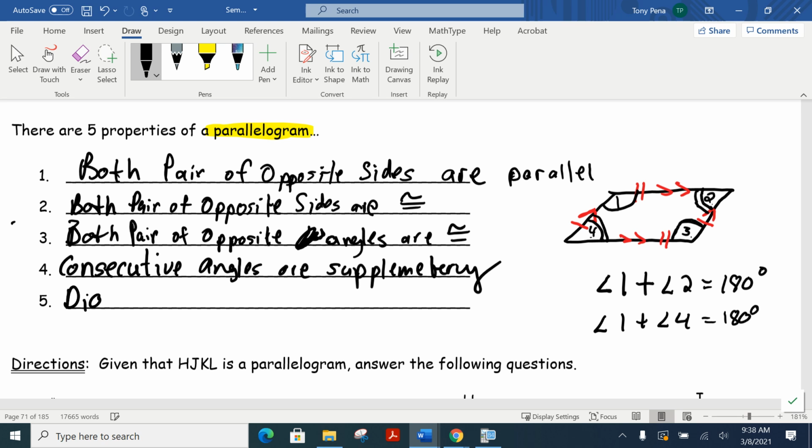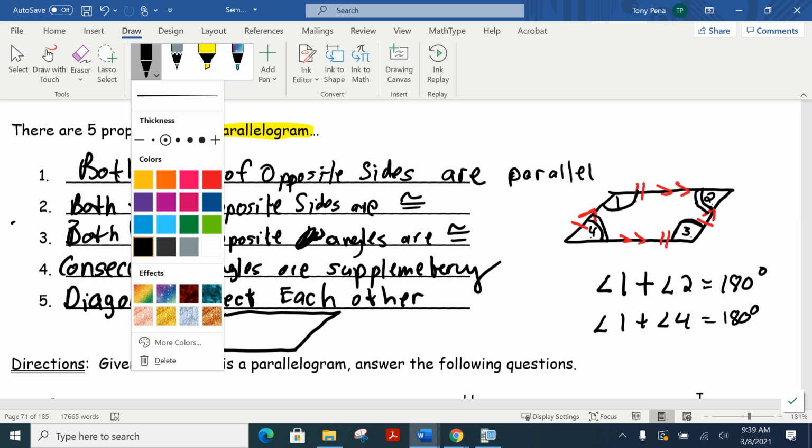And then the last one. This you did talk about a little bit last year. You would have talked about diagonals. Diagonals bisect each other. Since my diagram up there is getting kind of messy, let me draw in another little one here.